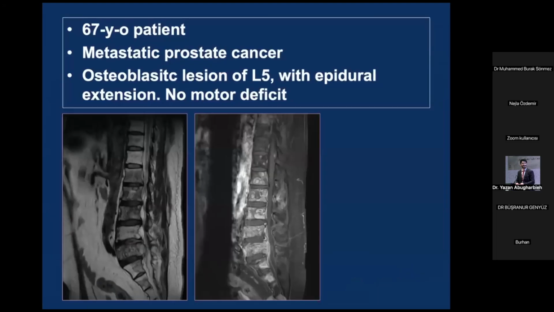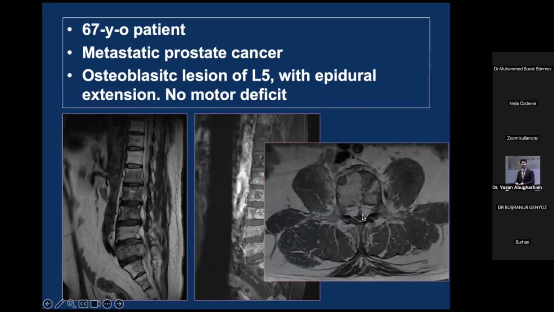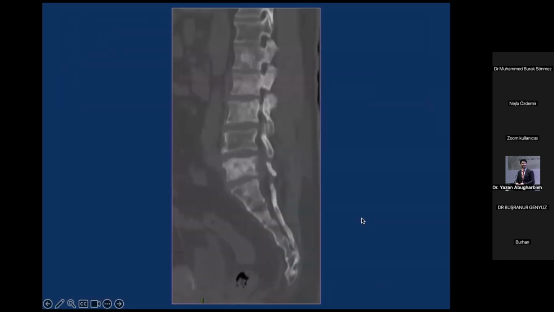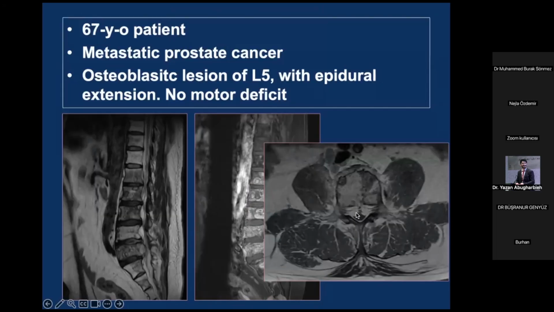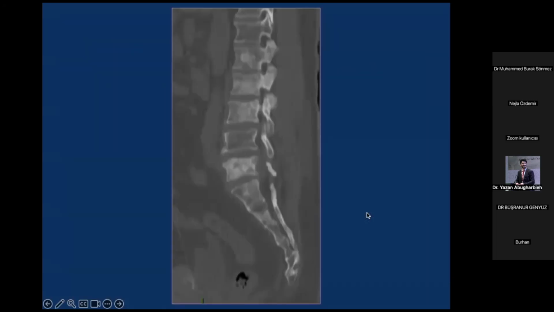We have just done a couple of cases in my department. I will show you one of the first cases we did, a 67-year-old patient who had metastatic prostate cancer and this osteoblastic lesion of L5 with an epidural extension. The patient has no deficit, neither motor nor sensitive. You see the huge epidural extension very close to the cauda equina, the nerve roots.